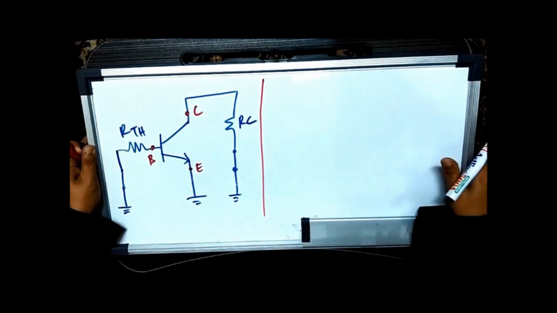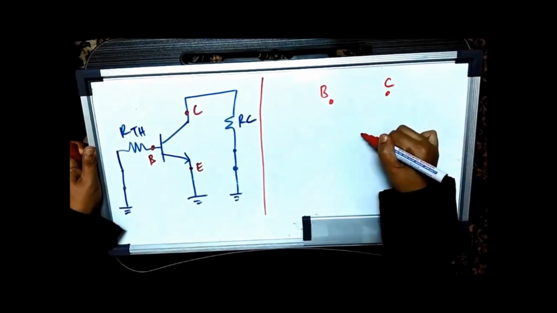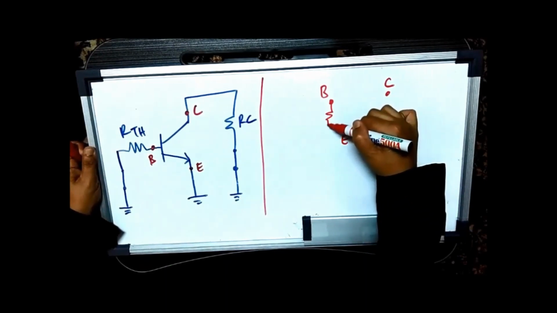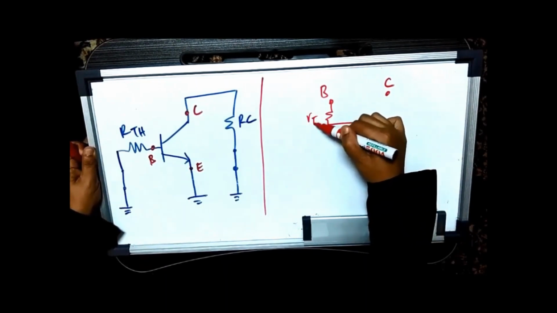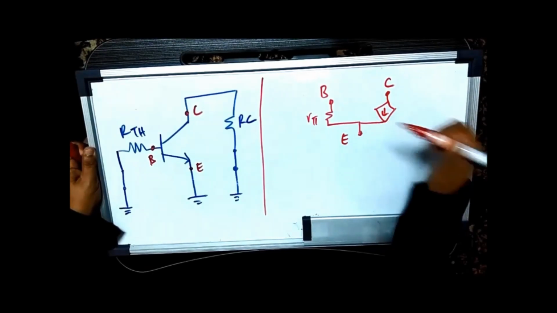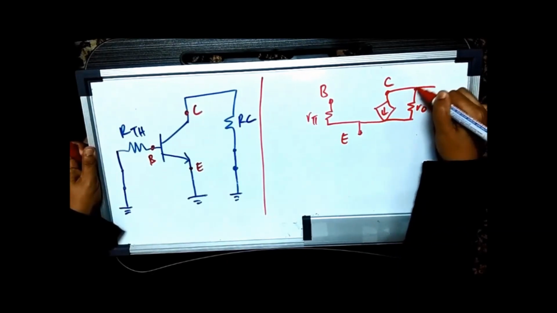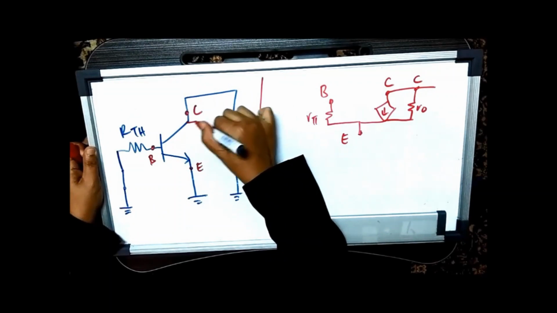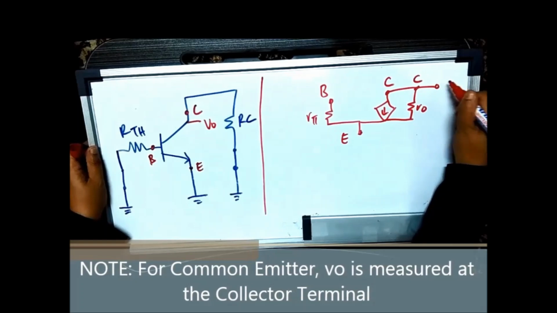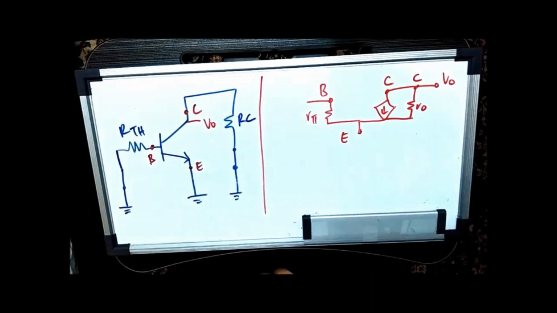Firstly, you're going to start with the base, collector, emitter, like this, right? Between base and emitter is your Rπ, and then between collector and emitter is your current source, and then you have RO. And don't forget that the output for common emitter is measured at collector, right? So this is Vout. This is your AC equivalent for NPN BJT.